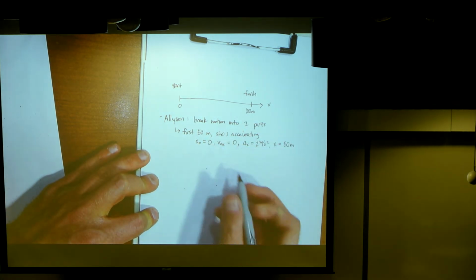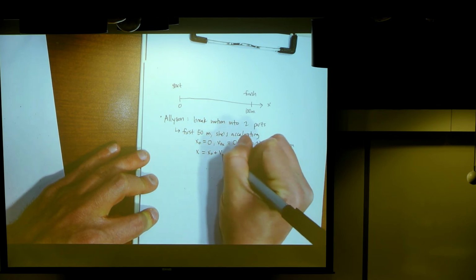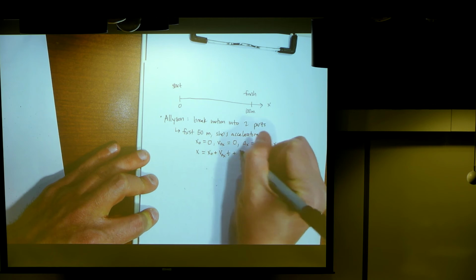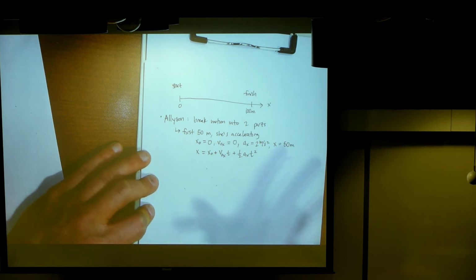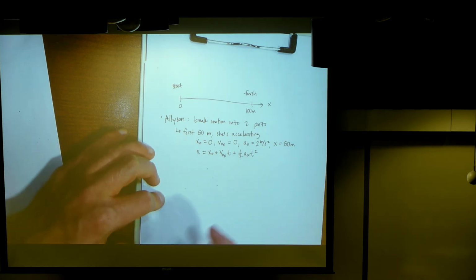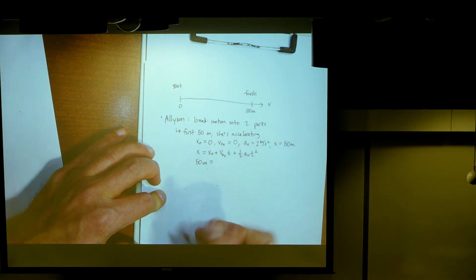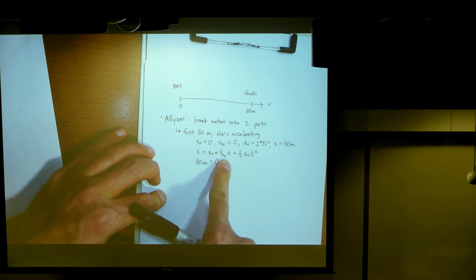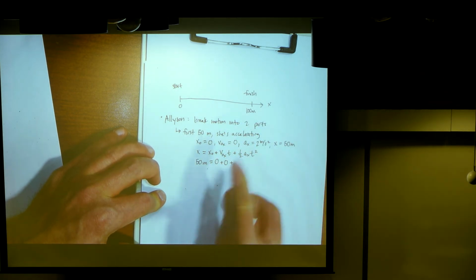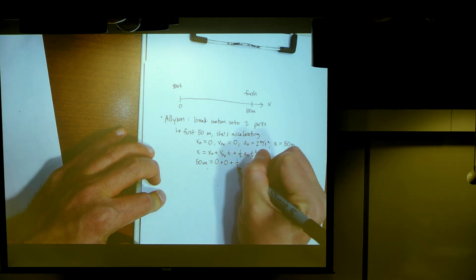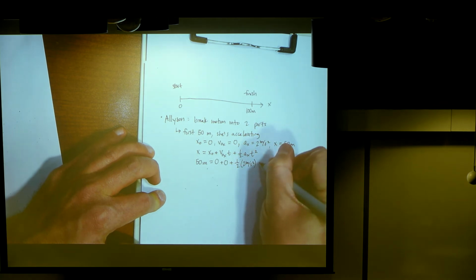So what I'm going to do is put that into the kinematic equation. x equals x naught plus v naught x t plus a half a x t squared. I'm just putting the known values into that equation, okay? So x on this side is 50 meters. x naught is 0. This is v naught. That's also 0. So the first two terms on this side are 0. Then we have a half times a, which is 2 meters per second squared. And then we have t squared.